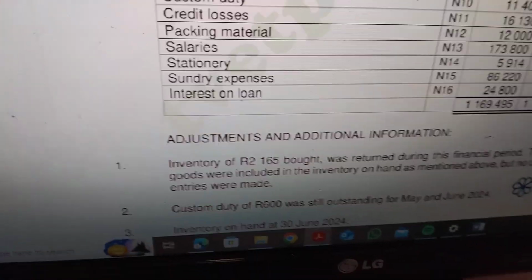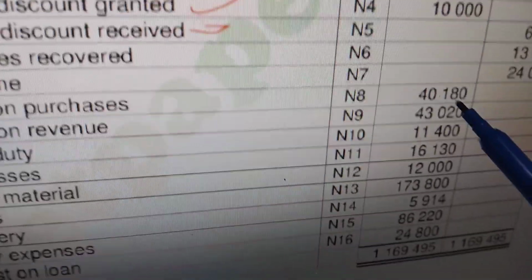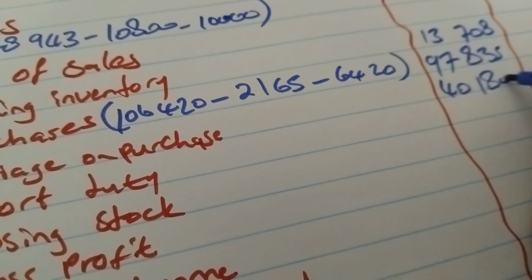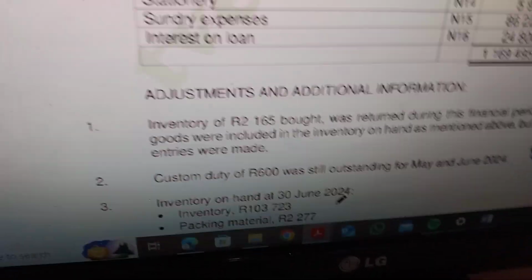I never read anything about the carriage on purchase when you go to additional information. So this means we're going to record it the way it is. The carriage on purchase is 4,180. Nice, right? Interesting. Let's go to import duty.